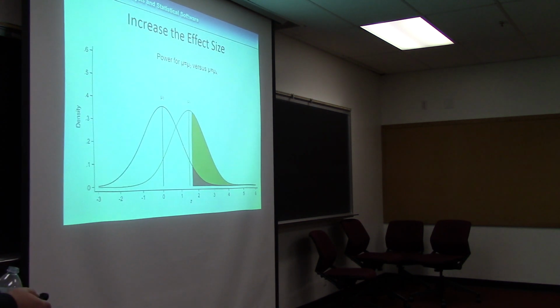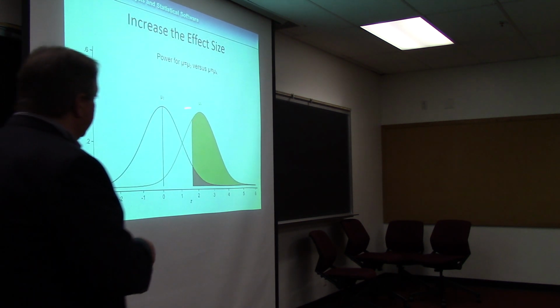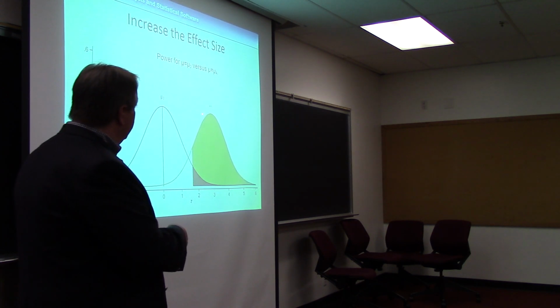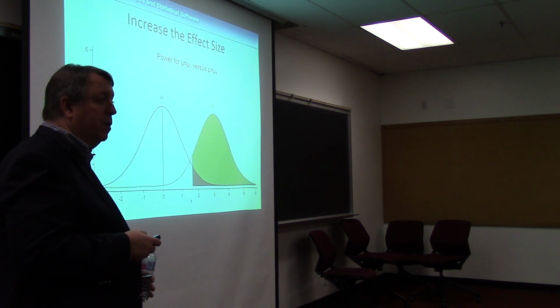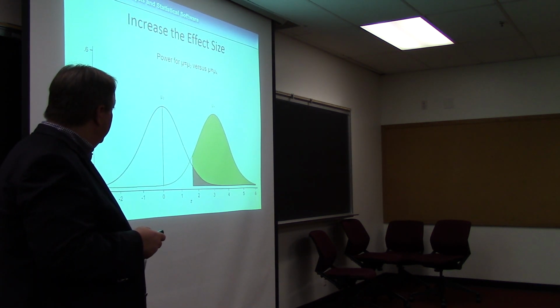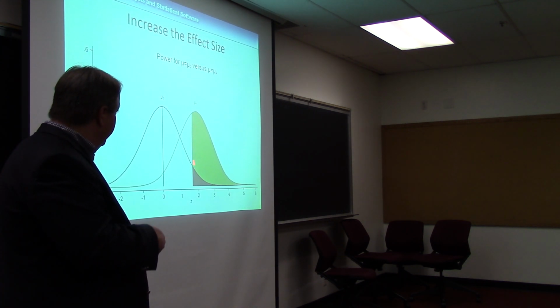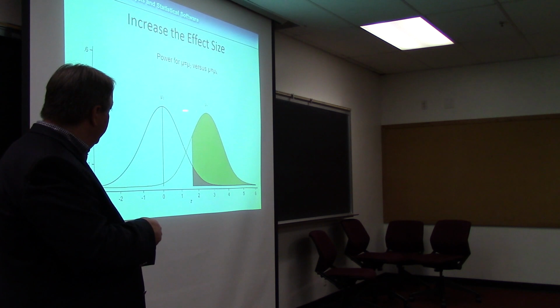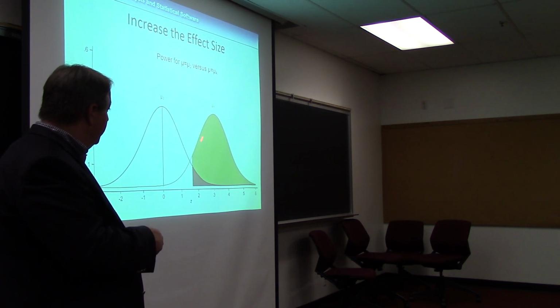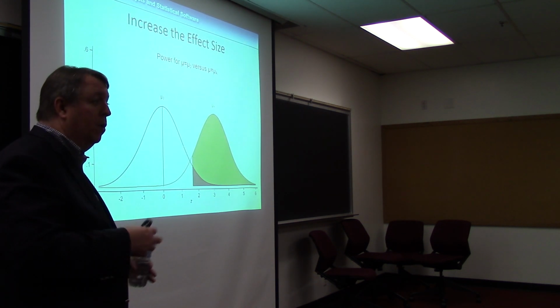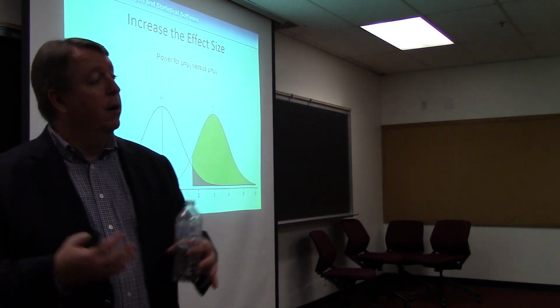First one, yes, here, is to increase the effect size. Remember, the effect size is the difference between the mean under the null and the mean under the alternative. If the means are close together, notice the power isn't that high. That critical value is staying the same, but the farther apart these two means get, the larger the effect size. That green area is getting larger and larger.